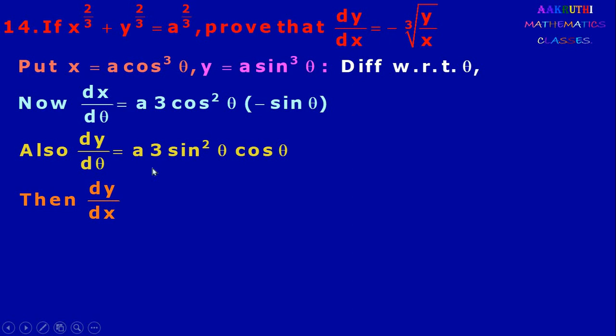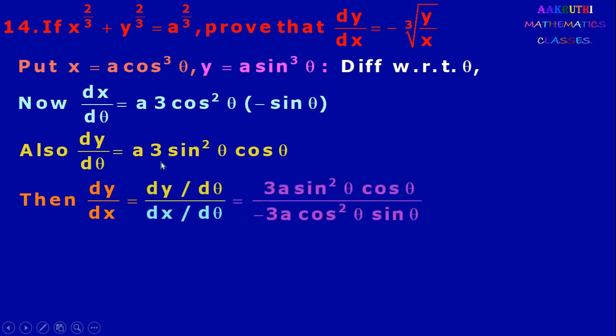dy by dx is dy by d theta divided by dx by d theta. So it is 3a sin square theta cos theta divided by 3a cos square theta minus sin theta, and we can write minus here. So we can write minus 3a cos square theta into sin theta. Now here 3a get cancelled, sin theta cancel, cos theta cancel, remaining is sin theta by cos theta. Sin theta by cos theta is tan theta. So it is minus tan theta. Take that as equation 1.